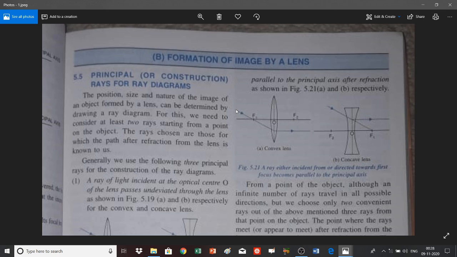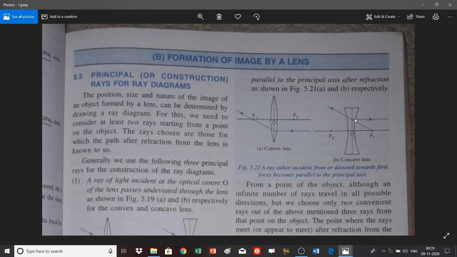If you consider that a ray of light is passing through the principal focus point f1, it will fall on the convex lens at this point. After refraction, this ray of light will pass parallel to the principal axis. So if any ray of light passes through the principal focus, it will be refracted parallel to the principal axis, obviously in the case of a convex lens.